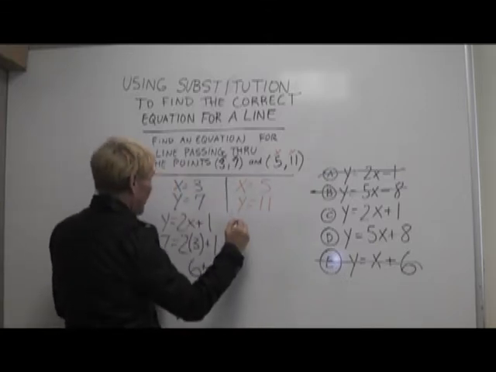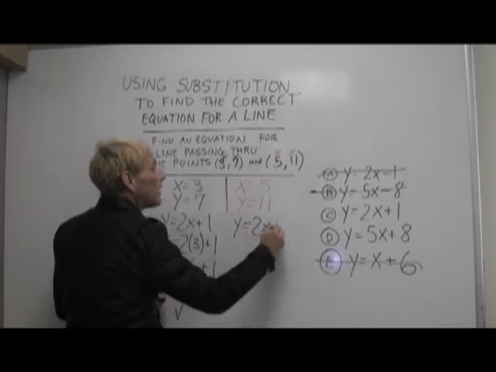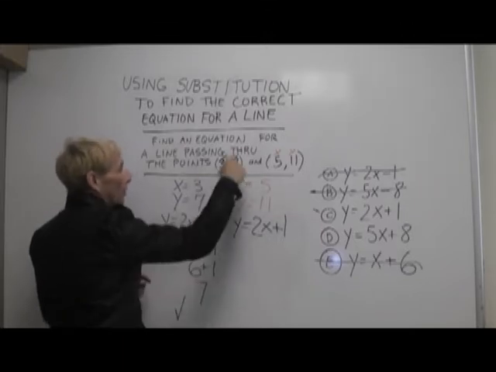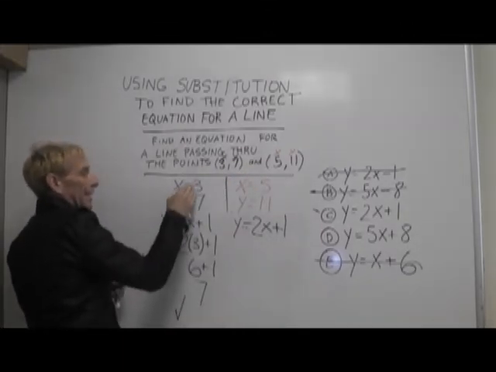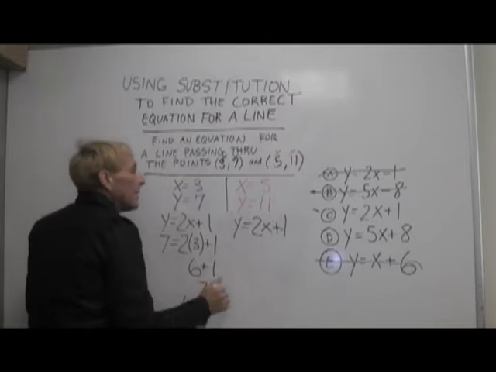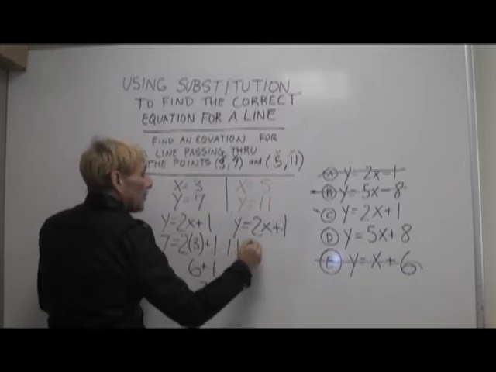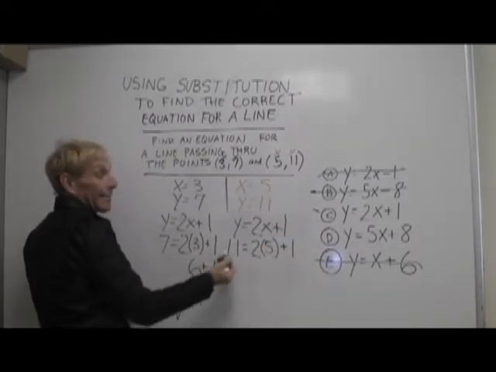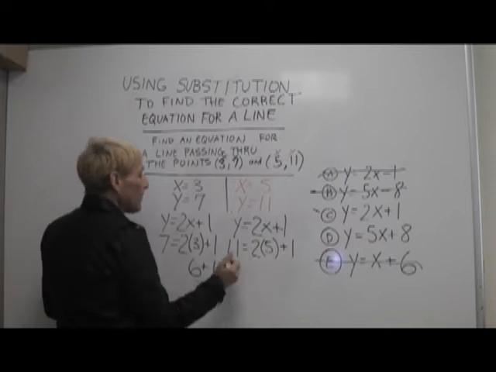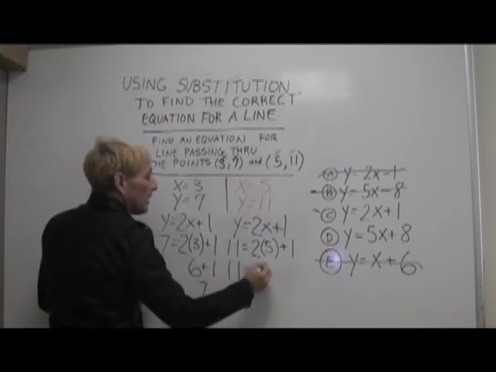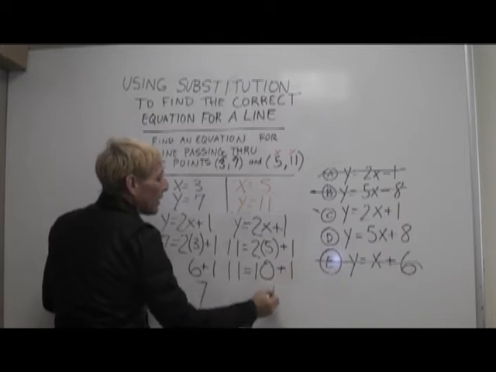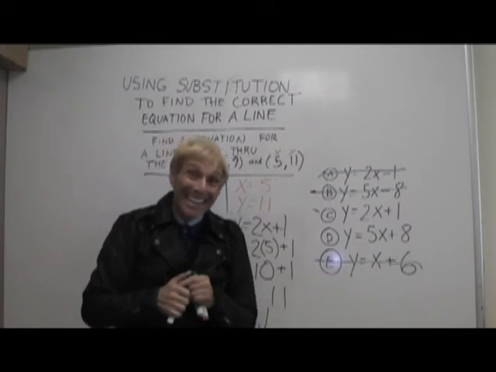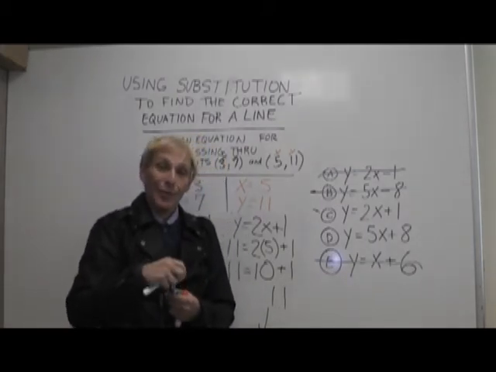Here we go. We have y equals 2x plus 1, trying that same equation that we're working on. It has to work for both points. And I have 11 equals 2 times 5 plus 1. Plugging in my x and y as a substitution problem, which is what I'm turning it into. 2 times 5 is 10 plus 1 is 11. It worked there also. It worked for both. So C is the right answer.